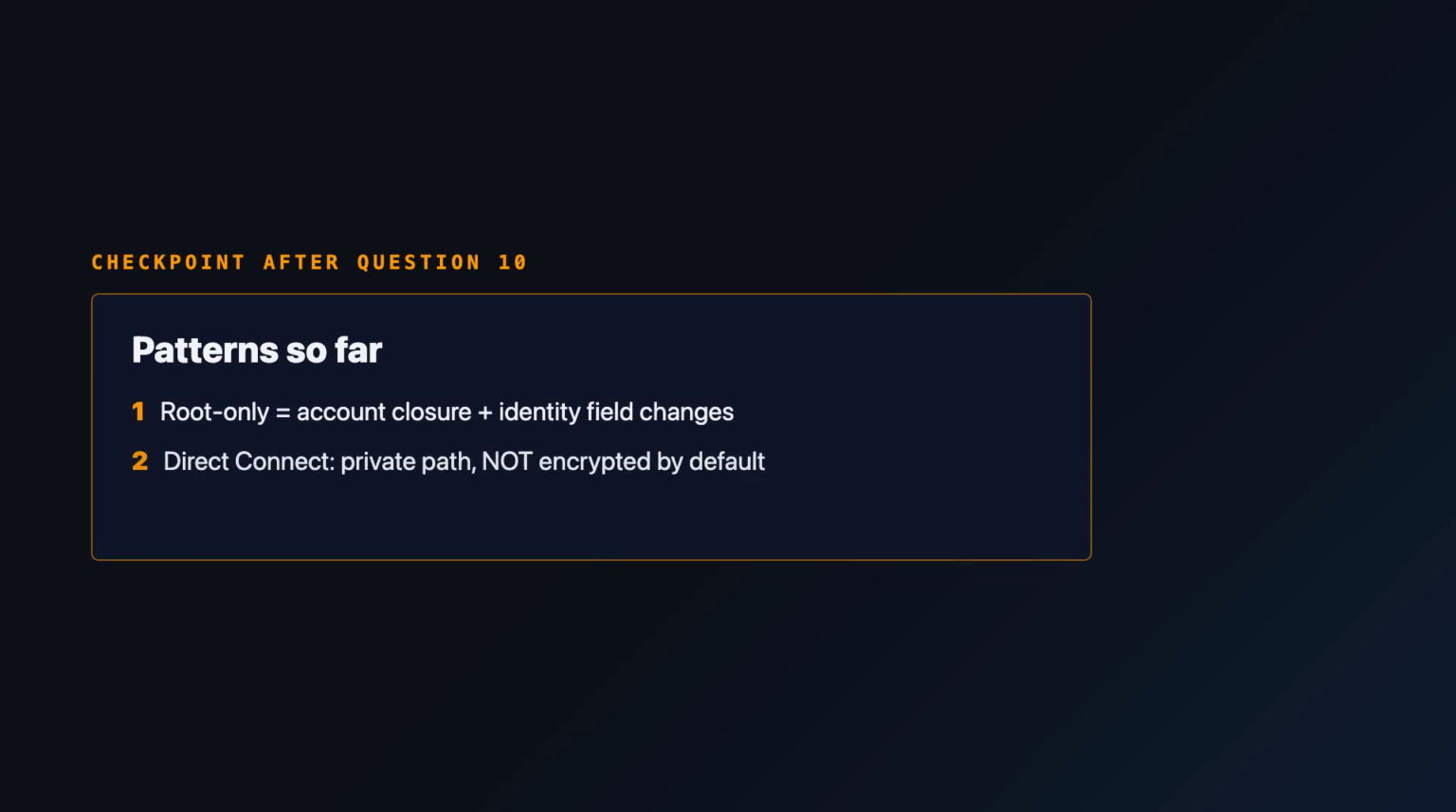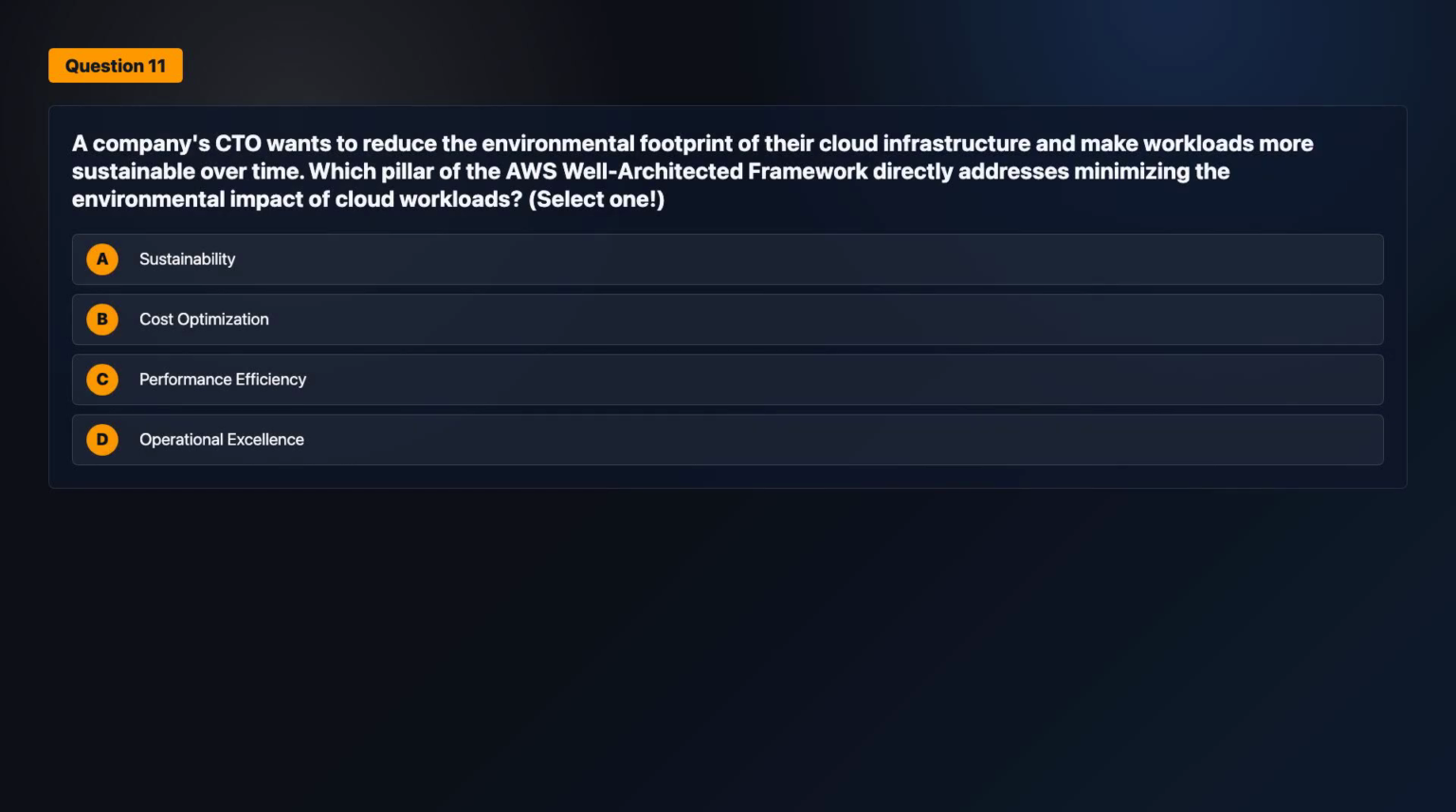Questions 6 through 10 spotlight the 2 categories of root-only tasks, the Direct Connect encryption trap, and why subnet-level deny rules belong to NACLs, not security groups. Alright, let's work question 11.